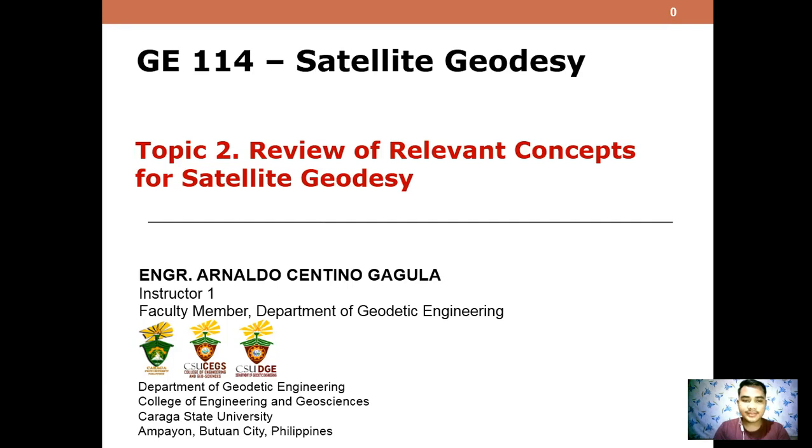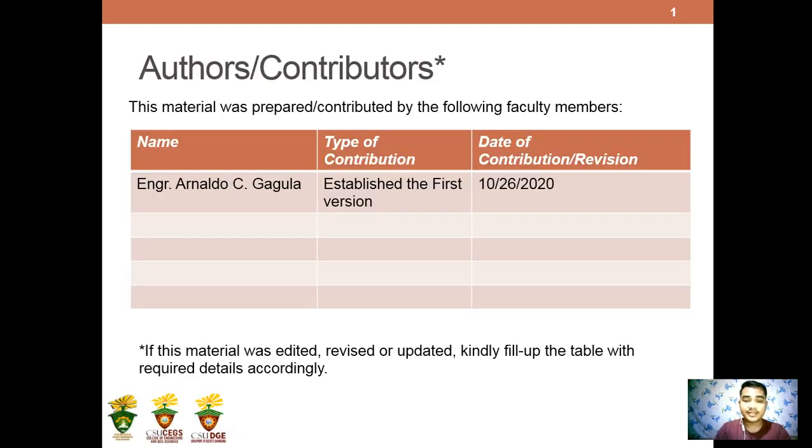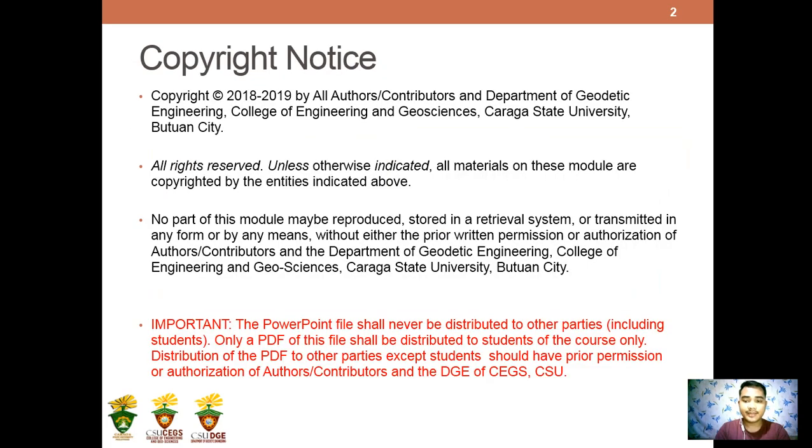Welcome back, students. We are now down to topic 2 of GE114 Satellite Geodesy. In this topic, we are going to discuss the review of relevant concepts for satellite geodesy. This is for the authors and contributors of this material, and this is for the copyright notice.